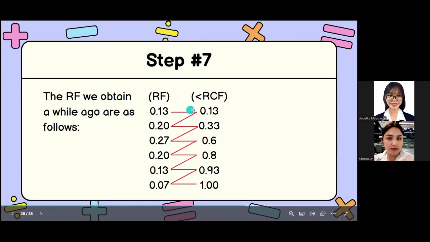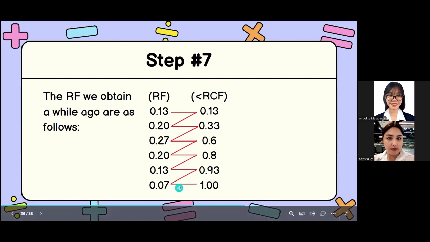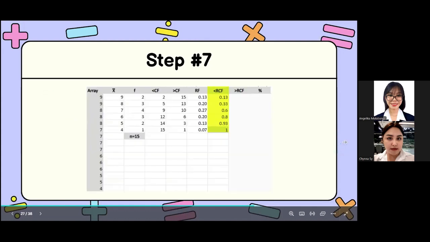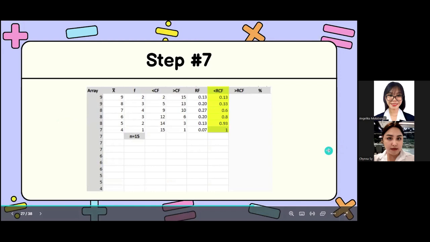So again, copy 0.13, add 0.20, we have 0.33. 0.33 plus 0.27, we have 0.6. 0.6 plus 0.20 is equals to 0.8, and then 0.8 plus 0.13 is 0.93, and then 0.93 plus 0.07 is 1.00 or 1. Ganito yung magiging itsura niya sa table natin.